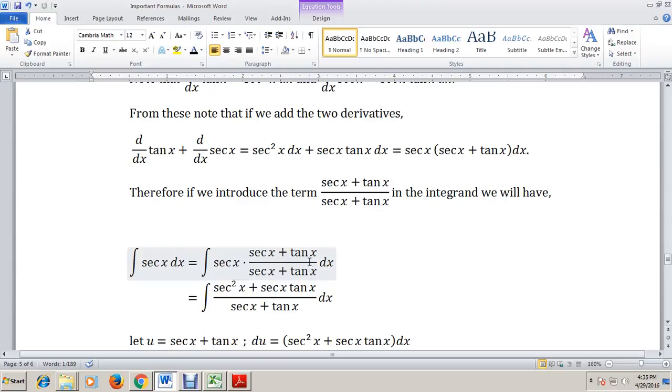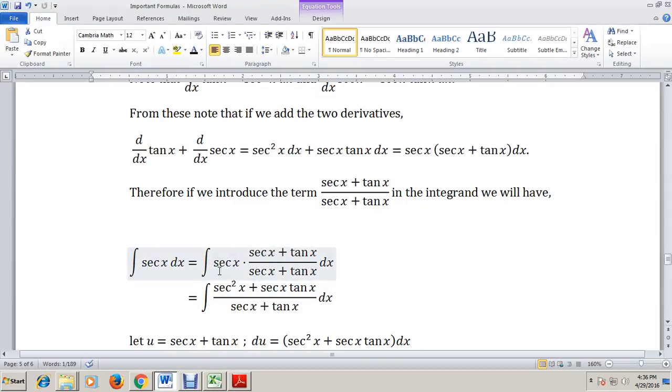So that means even though we have introduced this factor inside our integrand, we also maintain the equality with our original integrand, since this value is just equal to 1. But we need to introduce the term secant x plus tangent x because of this result. Otherwise, if we do not introduce this, we will not be able to use the standard formulas that were introduced a while ago. Remember that this is a technique. Okay, so we're already in this part.